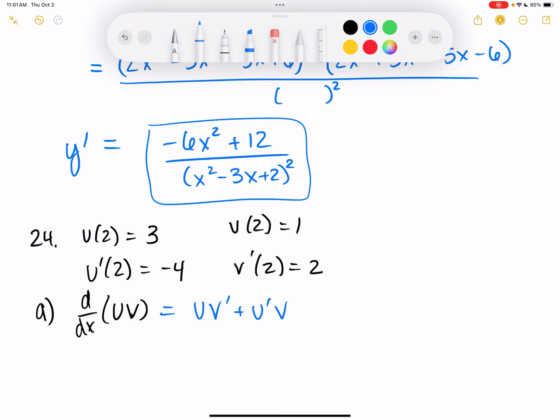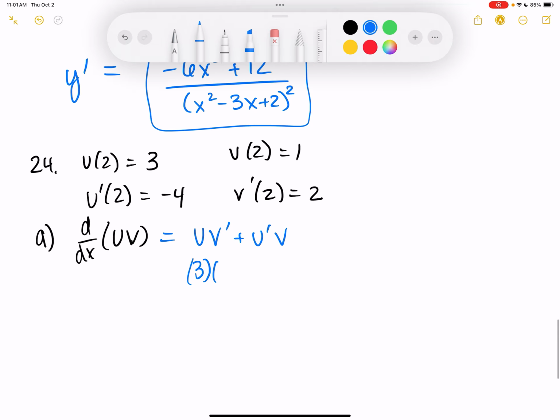And then we just need to take those numbers that evaluate for those things. So 3 times 2 plus negative 4 times 1. So that's 6 minus 4, which is 2. So that's all you're doing on the ones like this.